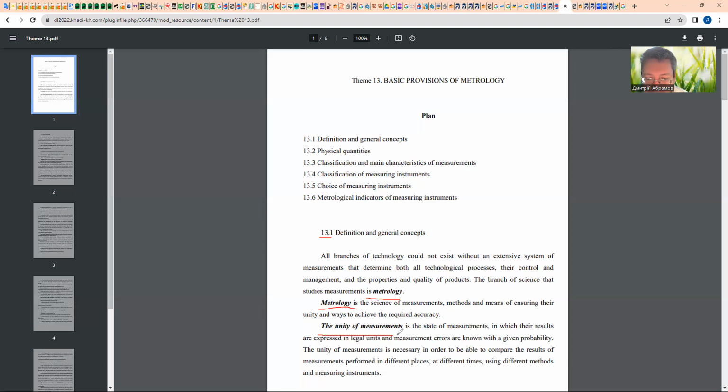The unity of measurements is a state of measurements in which their results are expressed in legal units and measurement errors are known with a given probability. The unity of measurements is necessary in order to be able to compare the results of measurements performed in different places at different times using different methods and measuring instruments.